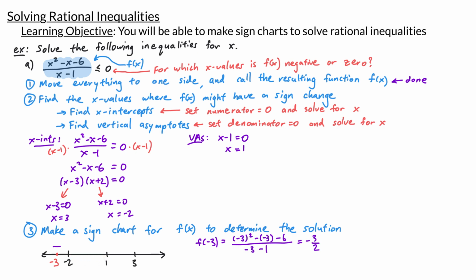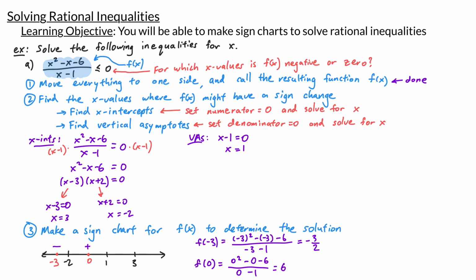So pick an x value in between here. For example, we can pick x equals 0. We're going to take 0, plug it into our function, and see what the sign of the output is. So f of 0 would be (0 squared minus 0 minus 6) divided by (0 minus 1). So in the numerator, we end up with -6. In the denominator, we end up with -1. So our output is +6. And since that output is positive, we're going to draw a plus sign on this second interval.